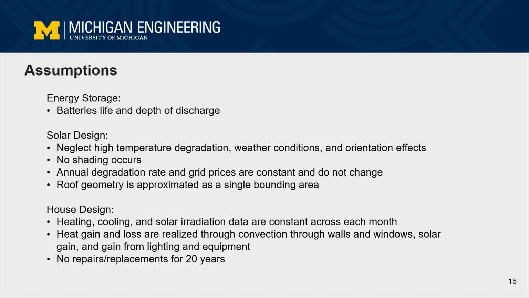We made a couple of assumptions for the energy storage subsystem. We assume that the batteries will not be replaced for 20 years, and the depth of discharge is constant and doesn't change over the 20-year period. For the solar design subsystem, we neglected high temperature degradation, weather conditions, and orientation effects on panel performance. We also assume that no shading occurs. The annual degradation rate and grid prices are constant and do not change, and the roof geometry is approximated as a single bounding area. For the house design subsystem, the heating, cooling, and solar irradiation data are constant across each month, and heat gain and loss are realized through convection through walls and windows, solar gain, and gain from lighting and equipment. Lastly, no repairs or replacements for 20 years.